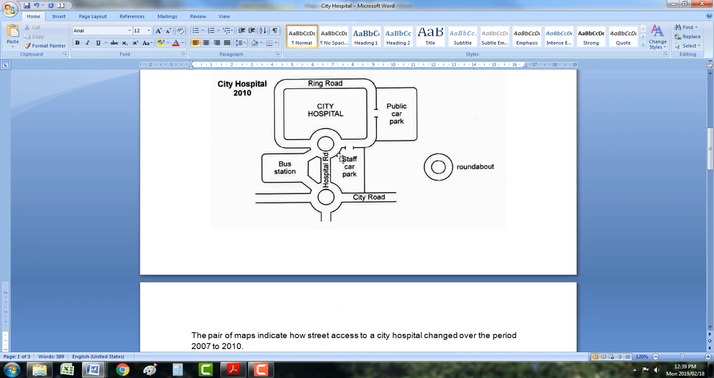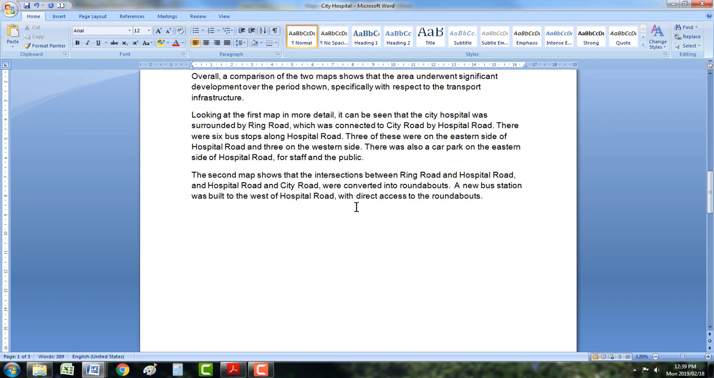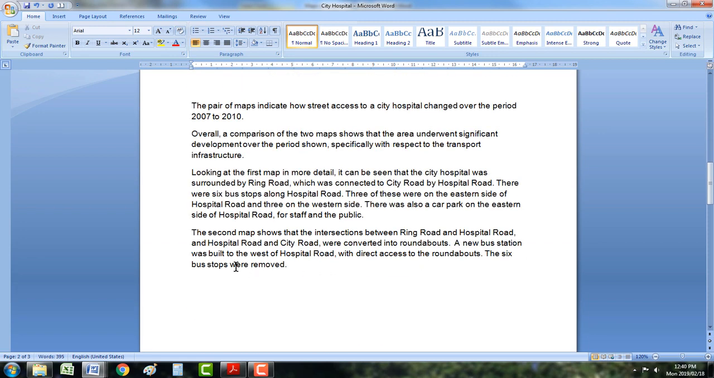What else? I want to say that these were removed. The 6 bus stops were removed, passive. Please notice here you're using the because you're talking about them for the second time. Before you didn't use the. But things like Hospital Road, you don't use the because it's a name. Very complicated, I know. The and a.